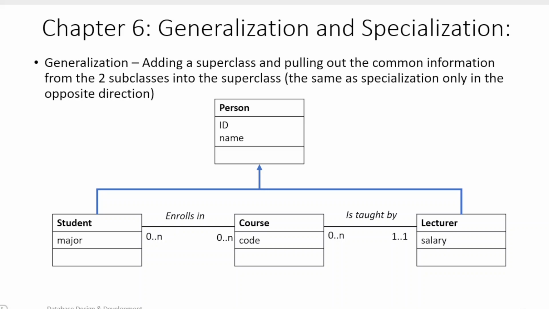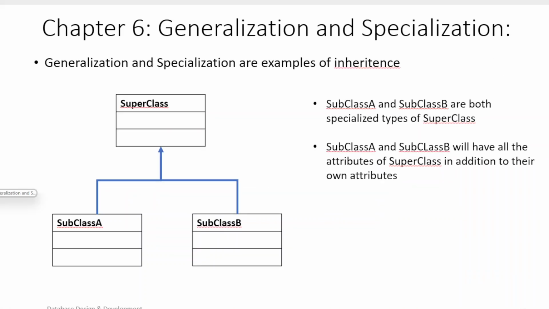Normally if you're really trying to enforce hierarchy in a database, you're going to have to use some other tools or other programming languages. All right. So again, generalization and specialization are inheritance. You have some subclass B and subclass C, both specialized classes of a superclass, and subclass B will have all the attributes of the superclass in addition to their own attributes.